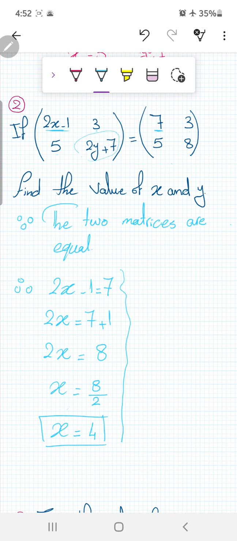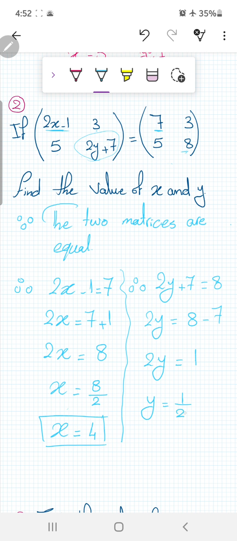And the corresponding 2y plus 7 equals 8. So we have another equation, 2y plus 7 equals 8. First, move positive 7 to the other side as negative 7. So 2y equals 8 minus 7, which is 1. Here we have 2y equals 1. Move 2 to the other side by division. So the value of y equals half.